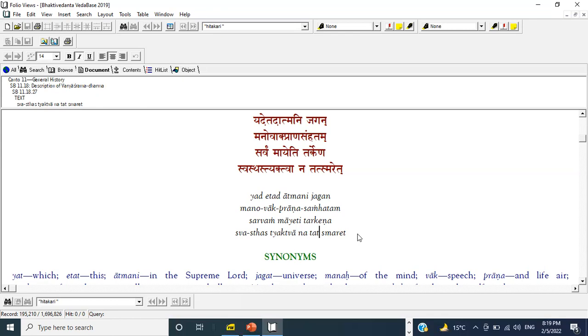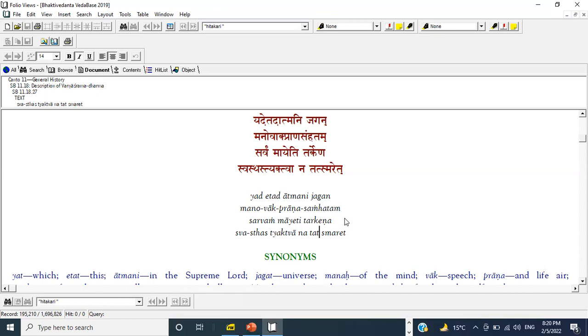And there's a past passive participle, sanghatam, which also I don't know what that's called. So this is also part of the karyi. So it's all of this universe, which is formed of mind, speech, and prana. And then there's also another verb, tyaktva, which in the word for word here it says giving up, but I think it's having given up. And I also don't know what that's called in grammar. That is the kridanta pratyaya.